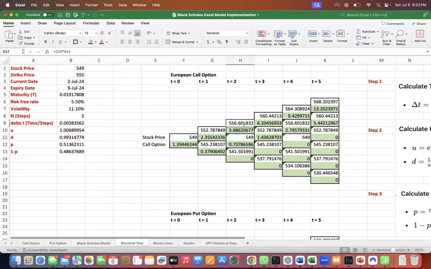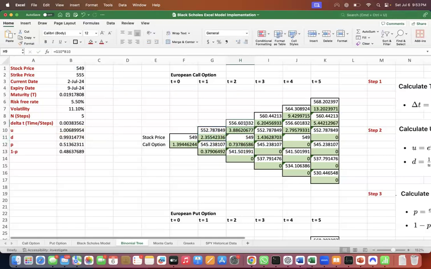So this is how you construct the tree, multiplying S naught by u each time. Always remember, at each node it will go in two directions. This is the assumption of the binomial tree method: at each node it can only follow two directions. The stock price can go up and it can go down. First it will go up and then it will go down. Similarly, at this node it will go up and then down, and at this node it will go up and again go down.